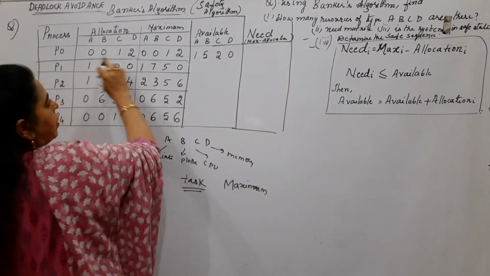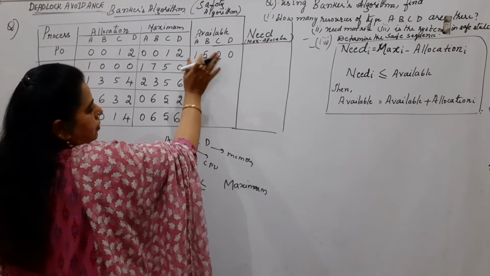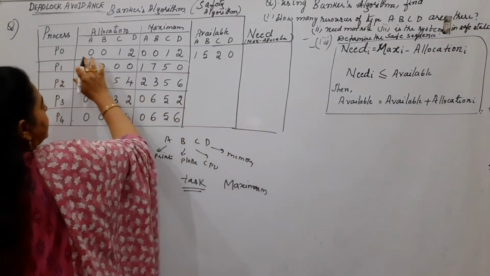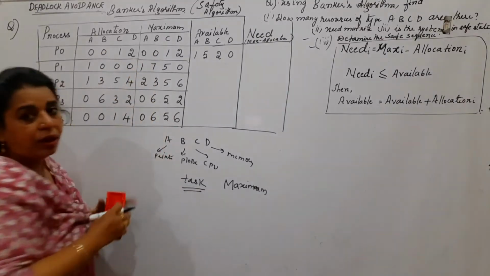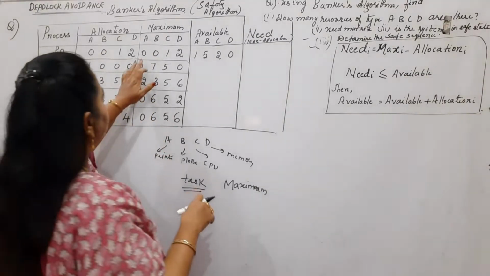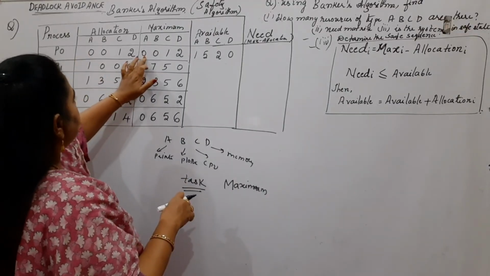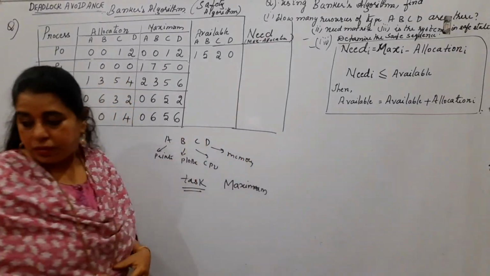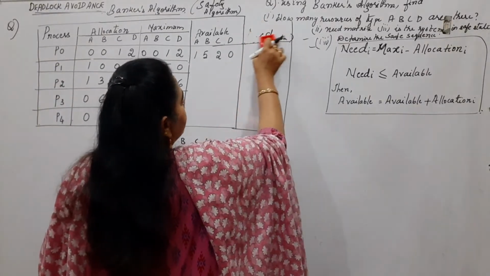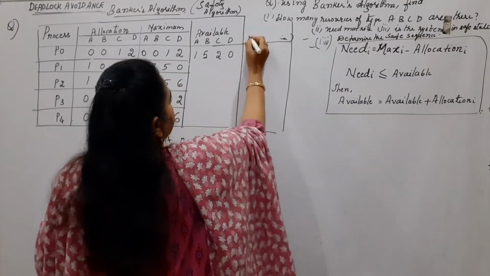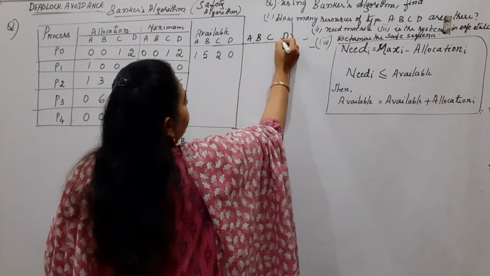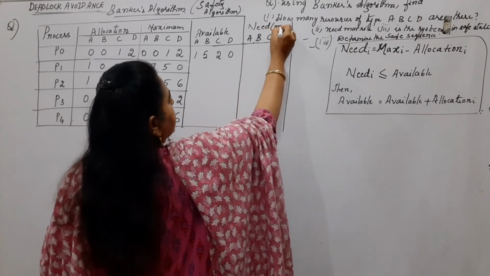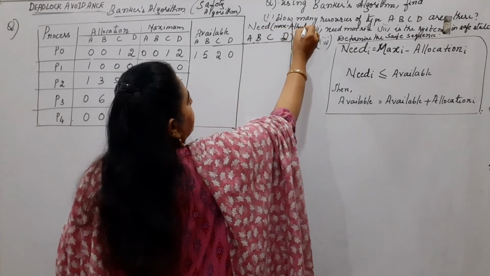Now look here, P0 is there. Don't start doing anything with the available, just fill the values for the need matrix. What you have to do is maximum minus allocation, and while writing the values, you have to subtract one by one: A, 0 minus 0. So 0 minus 0. I'll just write here, one second, let me write even the kinds of resources. A, B, C, D are the different kinds of resources. This one is the need, which is nothing but maximum minus allocation.